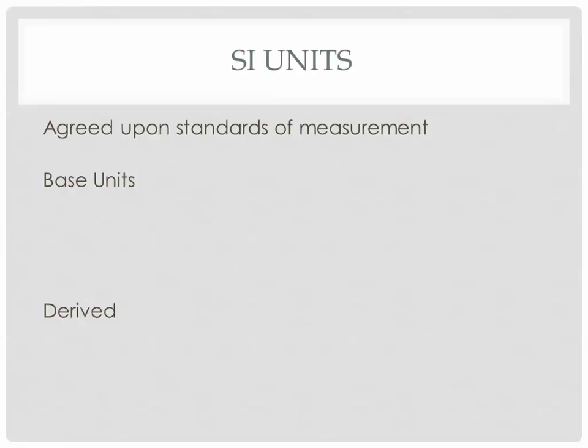SI units are the agreed upon standards of measurement in physics. These are the units that physicists across the world have agreed will be used to measure certain quantities. Now, SI units come in 2 different flavors, base units and derived units. The base units are the building blocks for all of the measurements we will take.